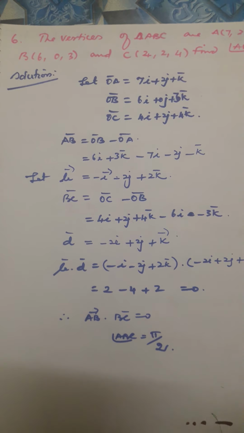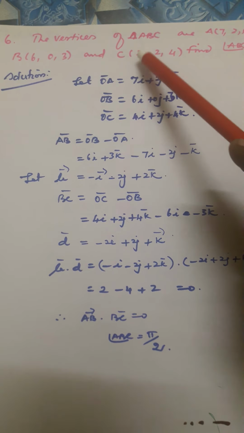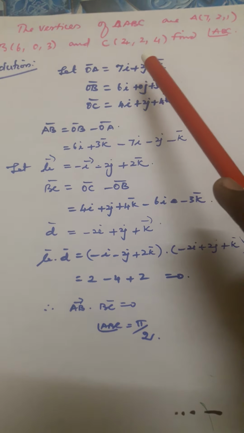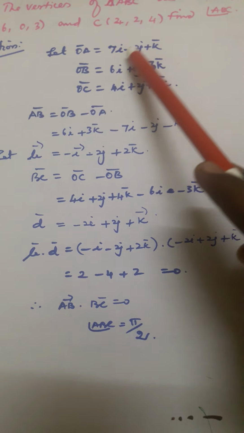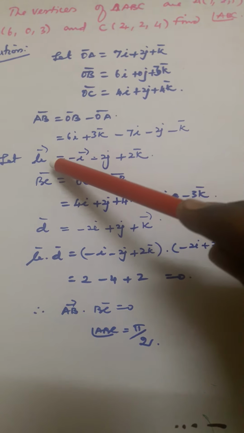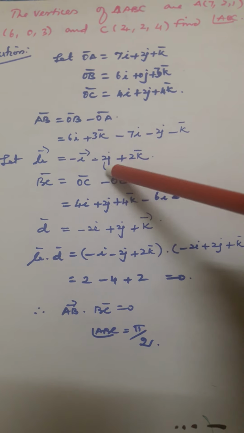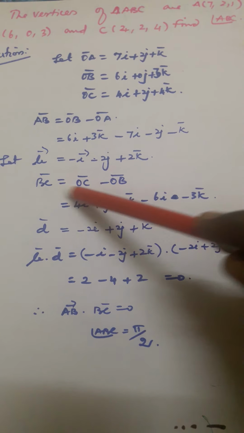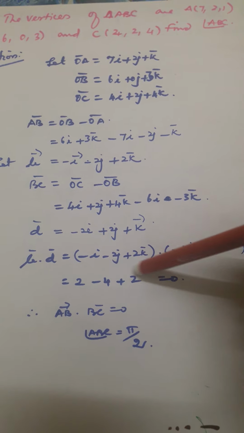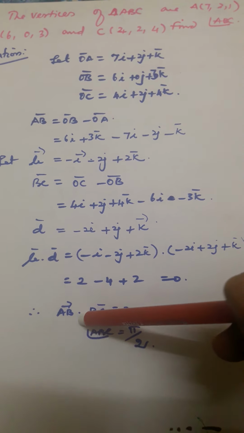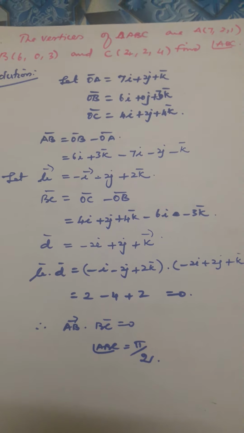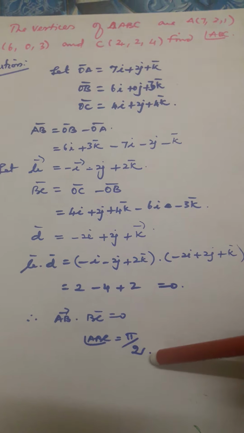Okay. Now the question number 6. The vertices of triangle ABC are given. You have to find angle ABC. So take it as OA, OB, OC in order. Find AB vector and BC vector, that you know. AB vector is taken as b vector, the subtraction value, like that your d vector, BC vector. So your b vector dot d vector, the dot product value, becomes 0. That is your AB vector dot BC vector equal to 0, means dot product equal to 0 means angle is 90 degree. So angle ABC equal to pi by 2.